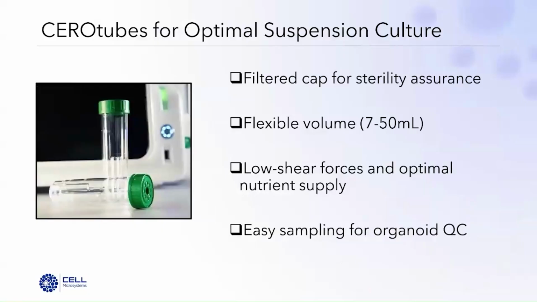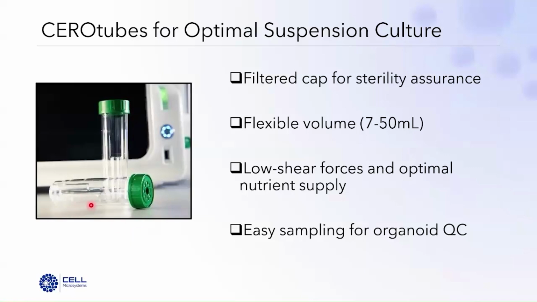But the real magic behind that gentle suspension environment that I've been telling you about is the sero tubes themselves. The sero tubes look and feel like a 50 ml conical tube. They have a filtered cap for sterility assurance. And even though they look like a 50 ml conical tube, they allow for a flexible culture volume between 7 and 50 mLs. And that flexible volume allows users to not only scale their organoid culture methods, but also supports media efficiency. So if you don't need thousands upon thousands of organoids, or if you're designing your SOPs, you can do so using much less media, which is not something that other bioreactors allow you to do.